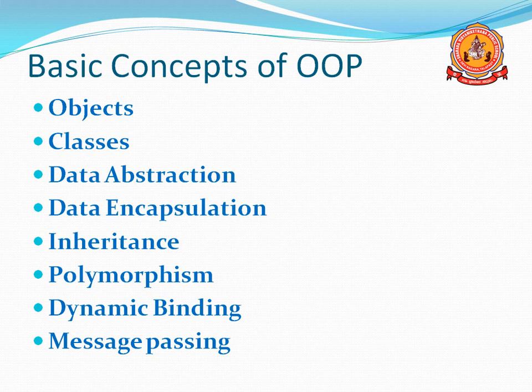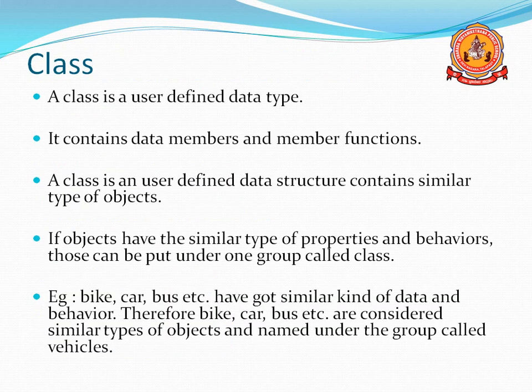Next one is polymorphism. Polymorphism means one thing in different forms. Next one is dynamic binding. Dynamic binding means the code associated with the program is known only at the time of execution. When you are going to execute the code, at that time you will come to know what is there inside. That is dynamic binding. And next one is message passing. Message passing means we can pass messages from one program to another program, or within the program we can pass the data.